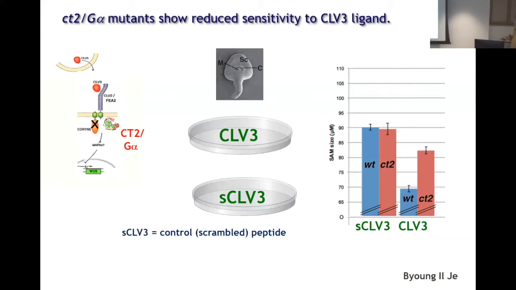But when we treat these with Clavata 3, the wild type meristems, their growth is inhibited, as we predicted. The G-alpha mutants, CT2, they're also inhibited, but much less than the wild type. So we say they're partially insensitive to this peptide. And to us, this says that CT2 is somehow involved in transmitting this signal from the peptide to the meristem proliferation pathway.